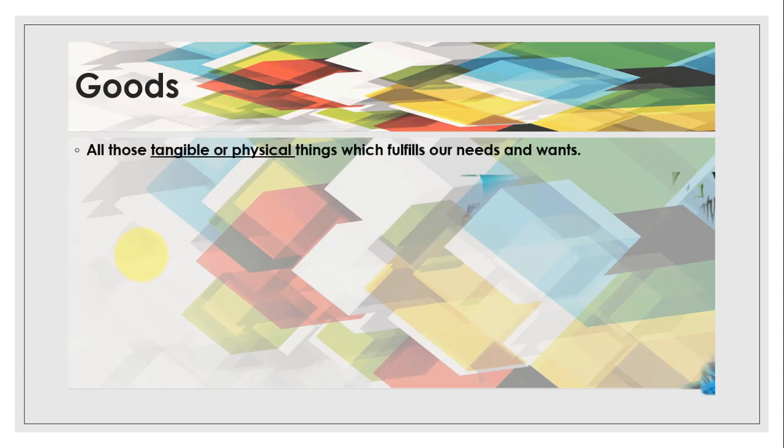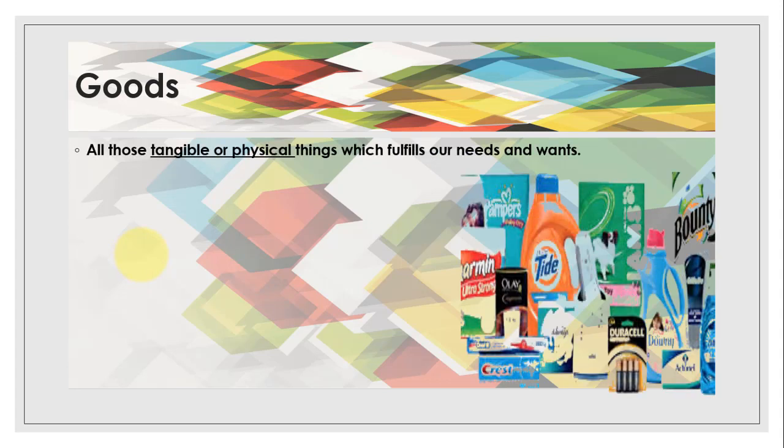Another term which we use in economics is goods. What do goods mean? Goods are basically all those tangible or physical things which fulfill our needs and wants. Like if you bought a motorcycle, that is a physical or tangible thing. So we use goods to describe these kinds of things which are physical or tangible.